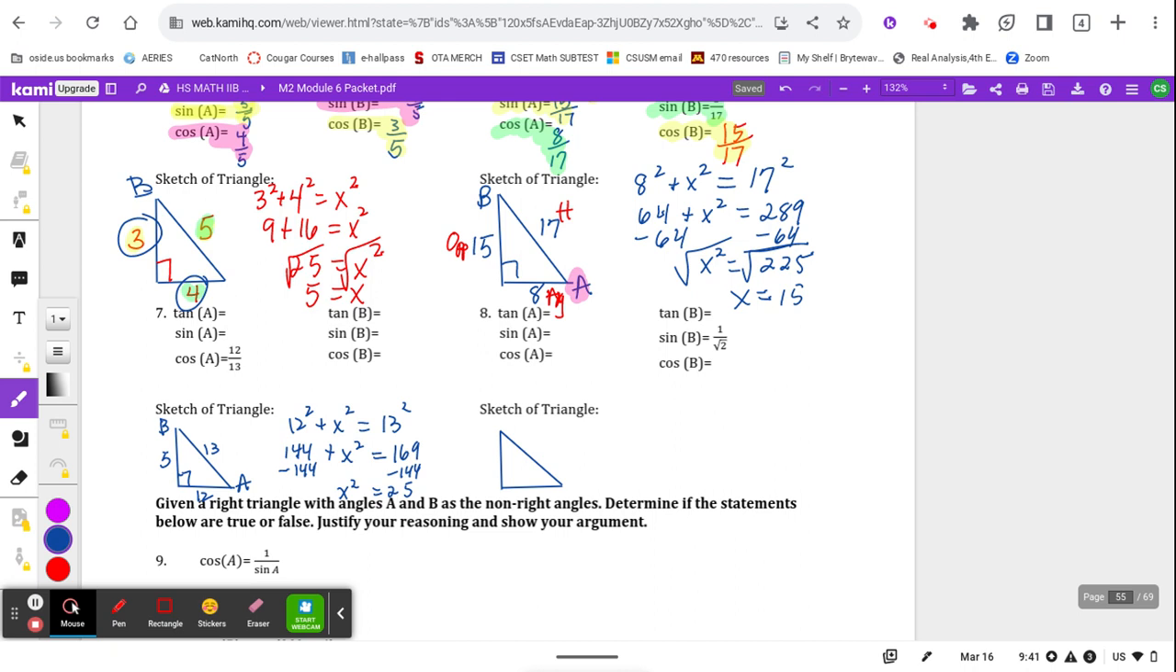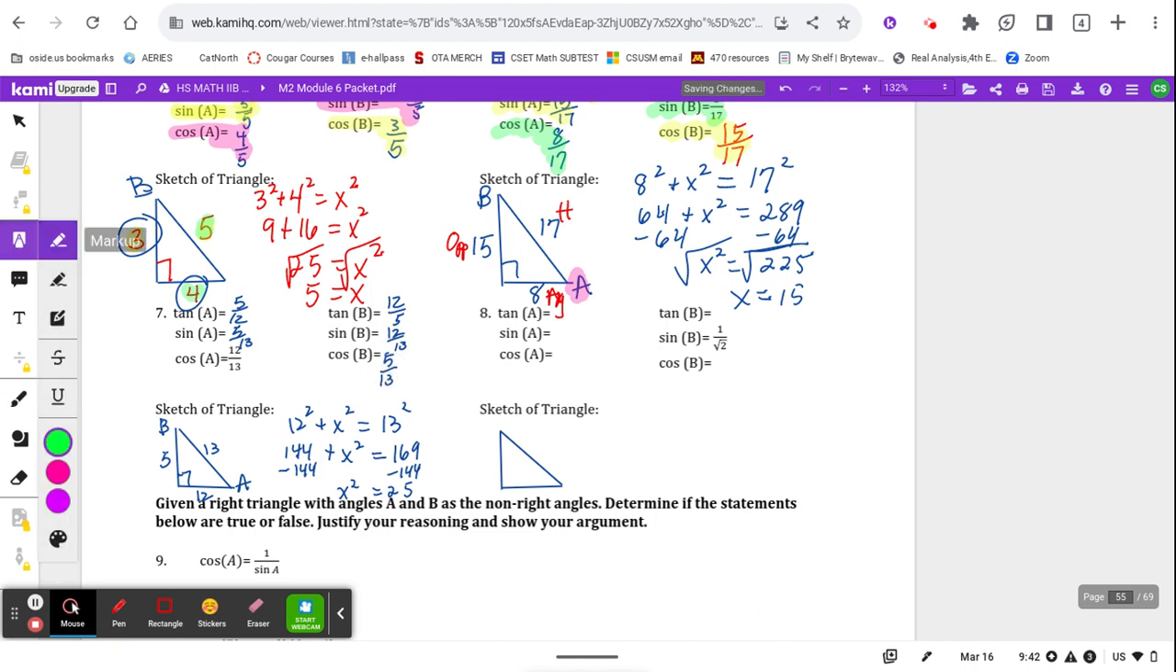Tangent of A is equal to opposite over adjacent. How'd you do? Did you get 5 over 12? Sine of A is equal to opposite over hypotenuse. Next, I'm going to go stand at B. Tangent of B is opposite over adjacent. It's the reverse of the other tangent. Sine of B is equal to 12 over 13, opposite over hypotenuse. And cosine of B is adjacent over hypotenuse. Again, we note the same relationships.